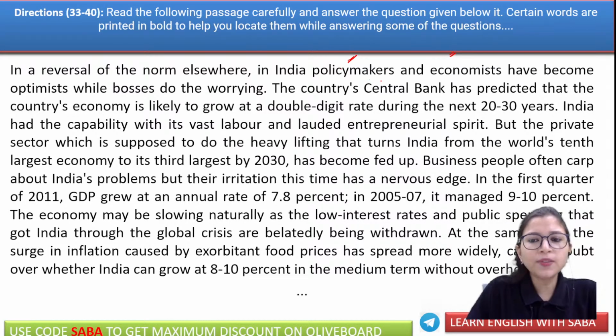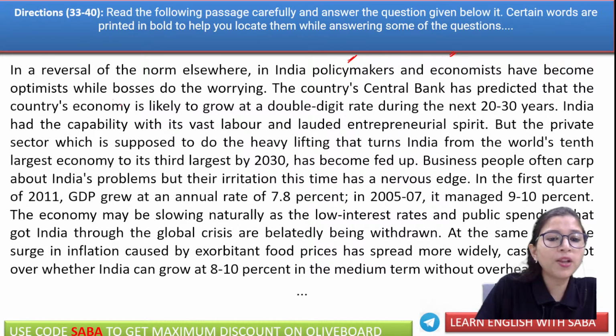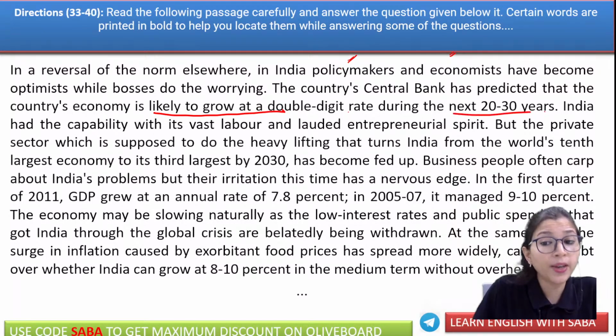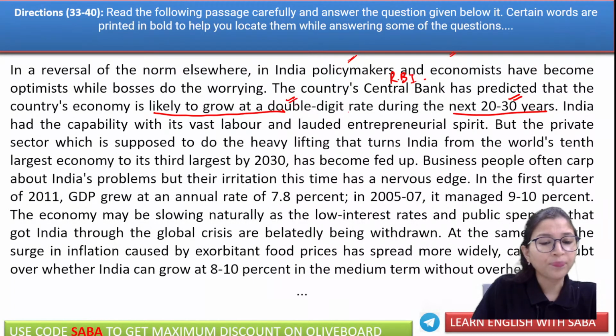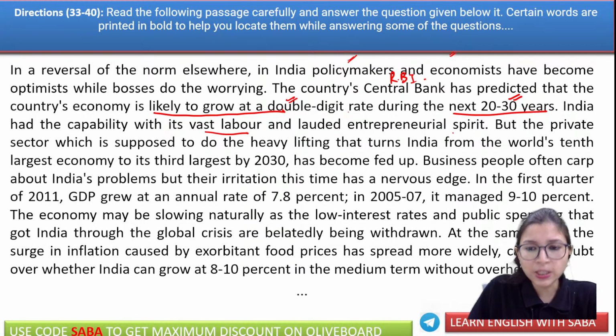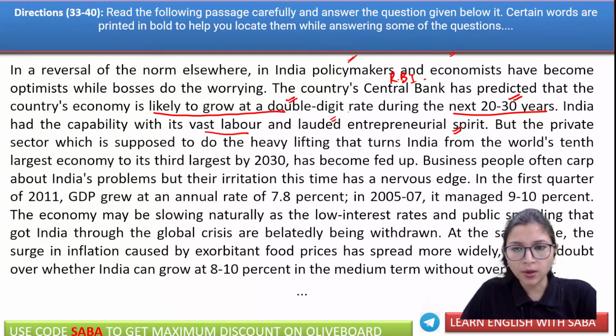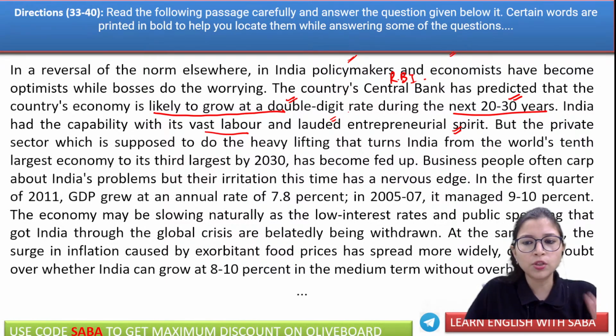Okay, the country's central bank has predicted that the country's economy is likely to grow at a double-digit rate during the next 20-30 years. This is the prediction of RBI. Okay? कि अगले 20-30 इयर्स में ये डबल डिजिट रेट पे ग्रो करेगा. इंडिया के पास कैपेबिलिटी भी थी, with its vast labor, और entrepreneurial spirit. सबके पास मतलब अच्छा लेबर फोर्स था, अच्छी स्पिरिट थी, तो yes we can achieve this growth.